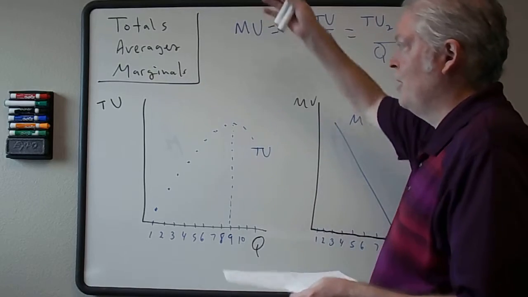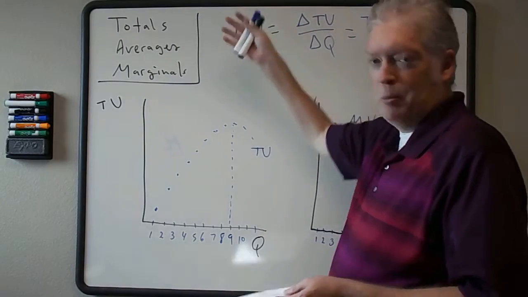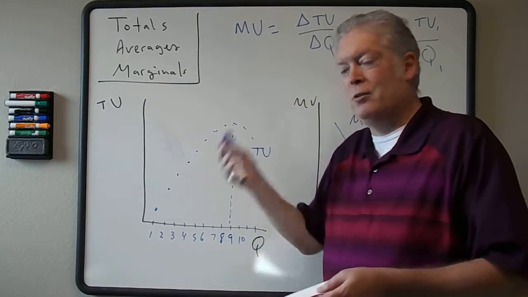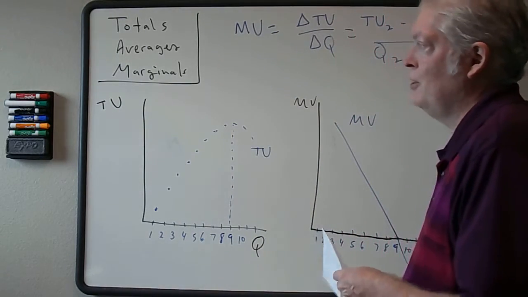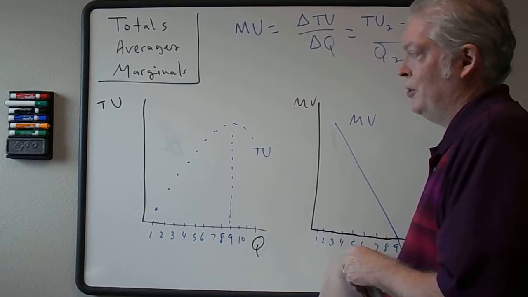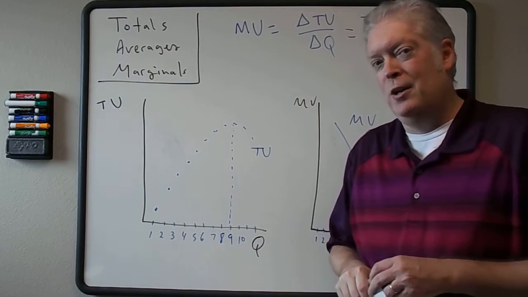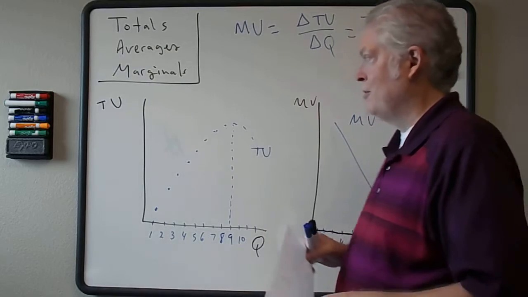And again, with totals, averages, and marginals, we can apply these in terms of units, whether it's hours worked, units sold, units produced, or in terms of dollar figures. And so we'll be looking at this in both directions through the next few videos as we sort of build up to the economics of the business firm.